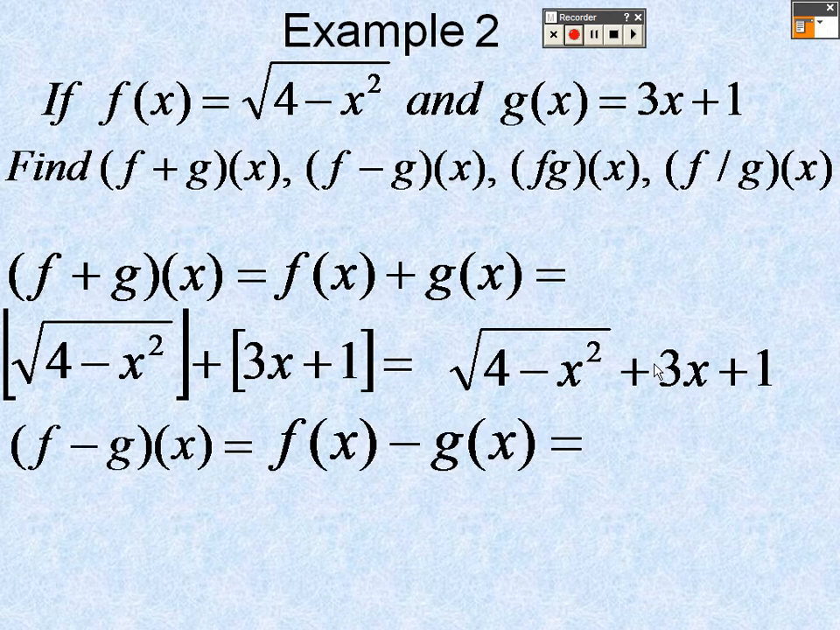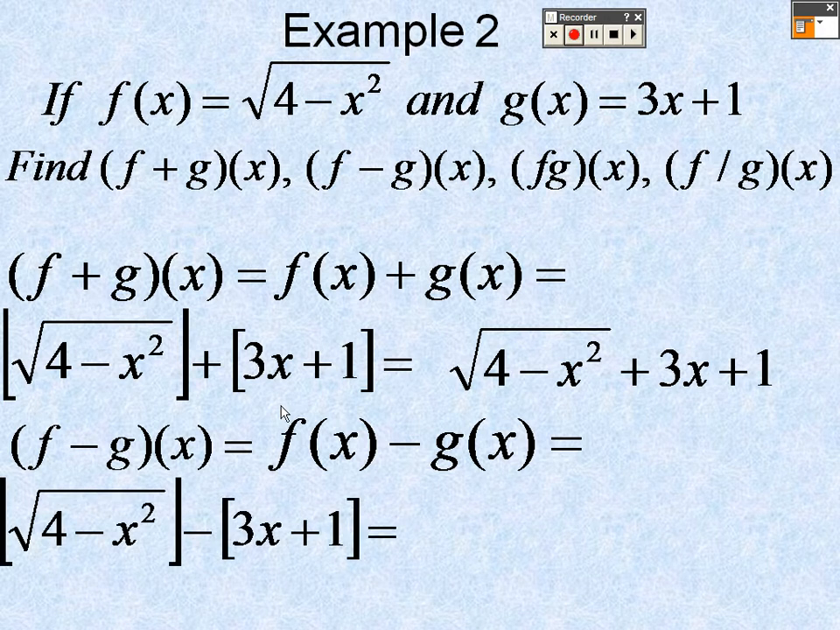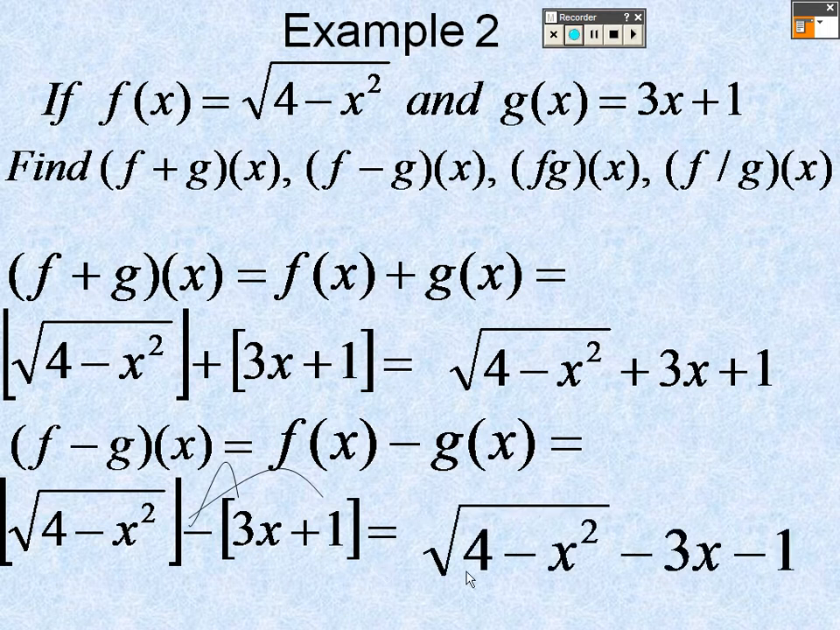The next one is subtraction, so I take the first item minus the second item. Now, here's the only difference. There's still nothing I can put together, but since it's minus the entire g of x, I need to take a negative sign through to both of those. So when I do that, I end up with the square root of 4 minus x squared, but now it's a minus 3x and a minus 1 because I had to take that subtraction sign through to both those items.